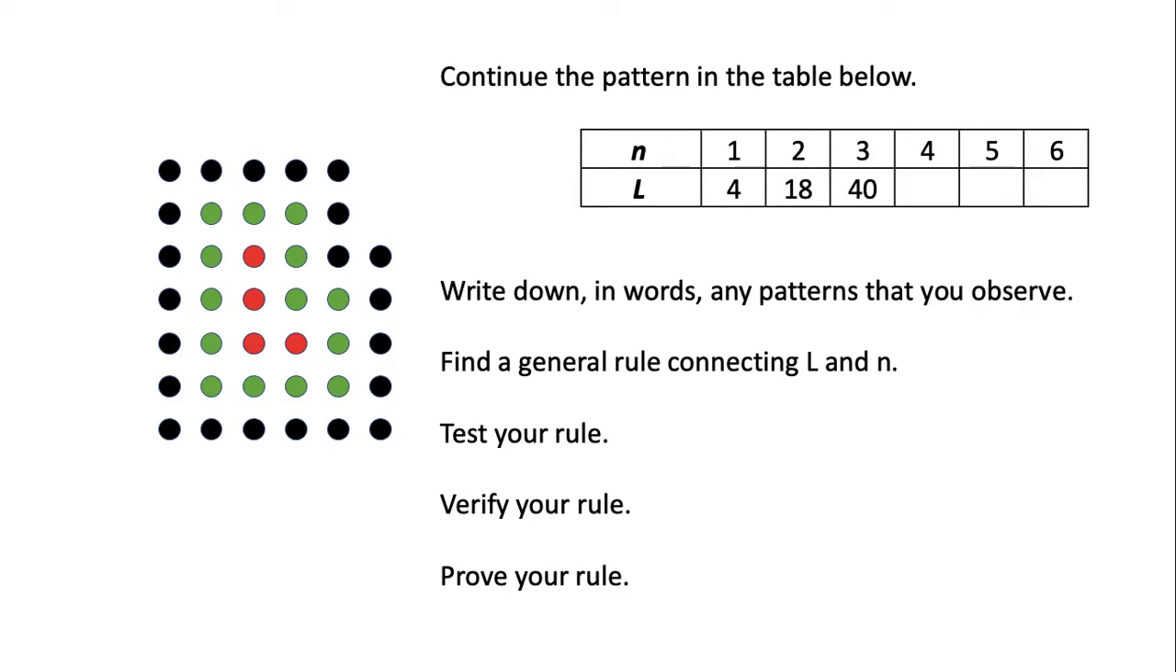So the question is, continue the pattern in the table below. Write down in words any patterns that you observe. Find a general rule connecting L and N. So L is the number of dots in the L shape. N is just the number in the sequence. So the first one is 1, the second one is 2, the third one is 3, and so on. Test your rule, verify your rule, prove your rule, or sometimes it says prove and justify your rule.